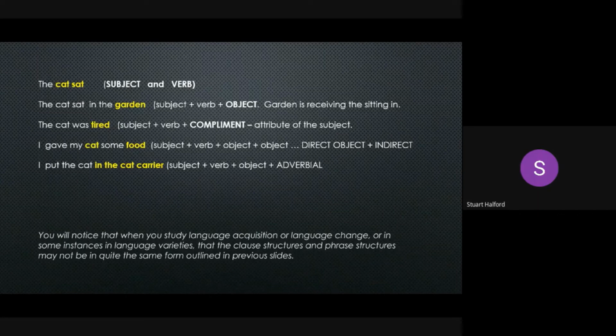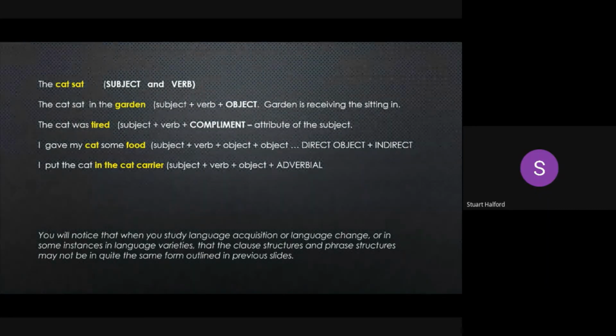So when you study language acquisition or language change later on in the course, or in some instances language varieties, you'll notice the clause structures and phrase structures may not be quite the same form that we've outlined in the previous slides. And that's one of the things that we discuss in a descriptive way rather than prescriptive. We'll be talking about, well, why is it that when that person is using English, who's not a native user, they put these parts of the sentence in that order? What's going on there?